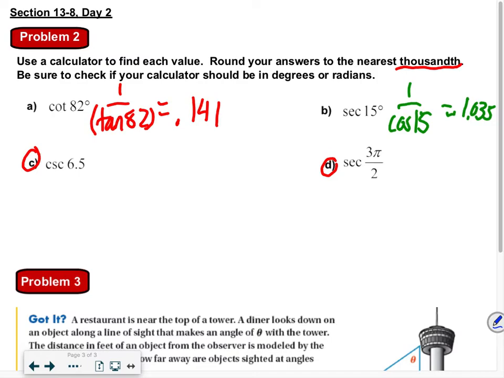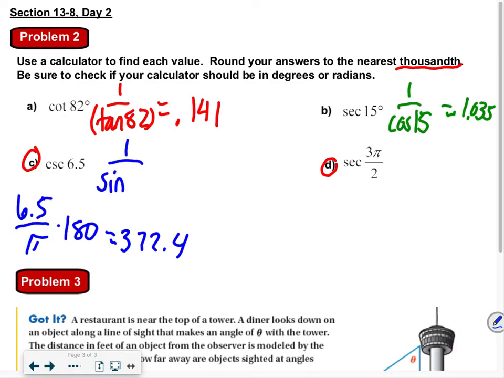Cosecant of 6.5. There's not a degree sign here. That's not existent. So it is a radian. Well, I like to keep my calculator in degrees. So I'm going to switch this from radians to degrees. So I'm going to divide by pi times by 180. That gives me 372.4. Cosecant is friends with sine, so I'm taking 1 over the sine of 372.4, and that gives me 4.649.